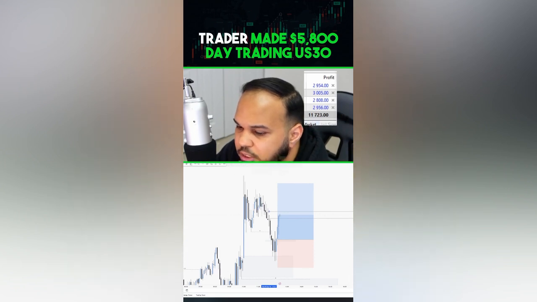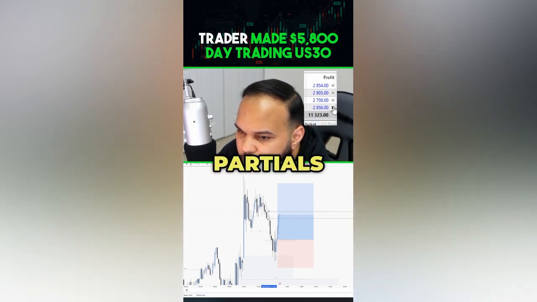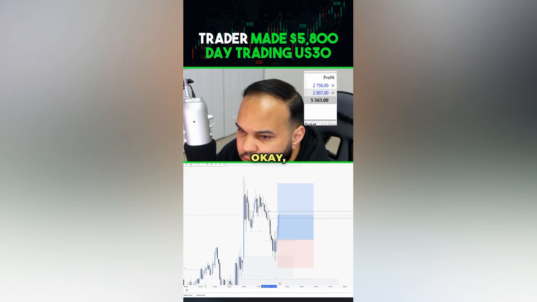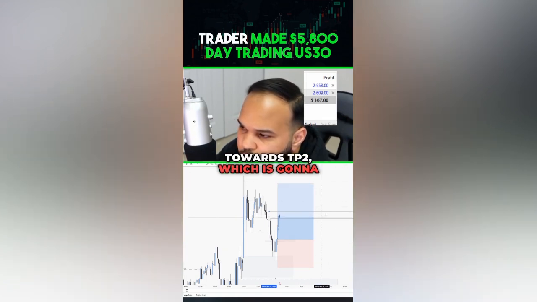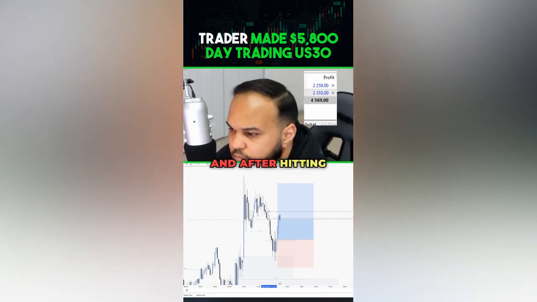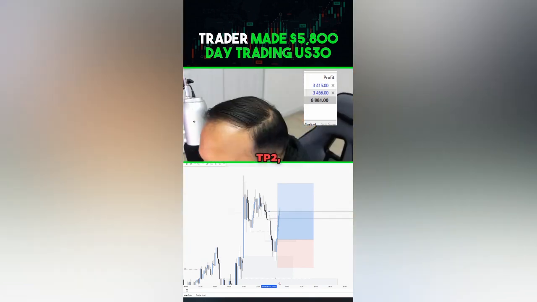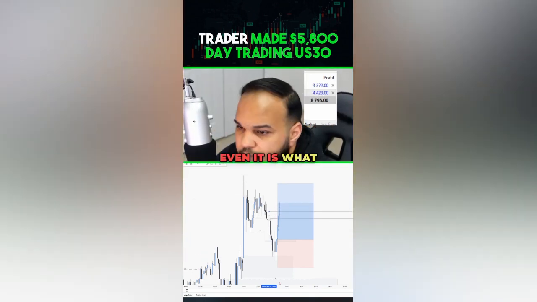All right, guys, so I hit TP1 here. I'm going to close partials, okay? And I'm leaving the rest to run towards TP2, which is going to be 39.296. After hitting TP1, we almost hit TP2, but the market stopped us out at break even. It is what it is.